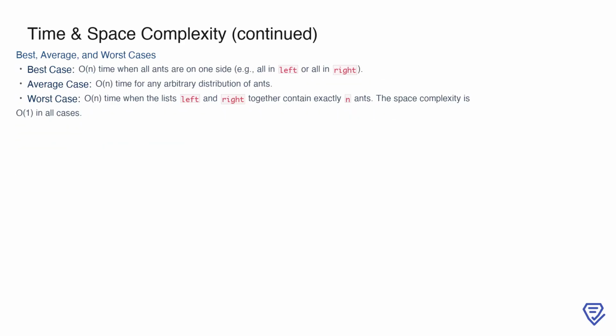Finally, let's consider the best, average, and worst-case scenarios for this solution. In the best case, where all ants are on one side of the plank, either all in the left list or all in the right list, the solution still performs a single scan of the list, resulting in O(n) time. The average case, with ants distributed arbitrarily between the left and right lists, also results in O(n) time because the combined length of the two lists is at most n. Even in the worst case, where both lists together contain exactly n ants, the time complexity remains O(n), as we still perform just one linear pass over the input.